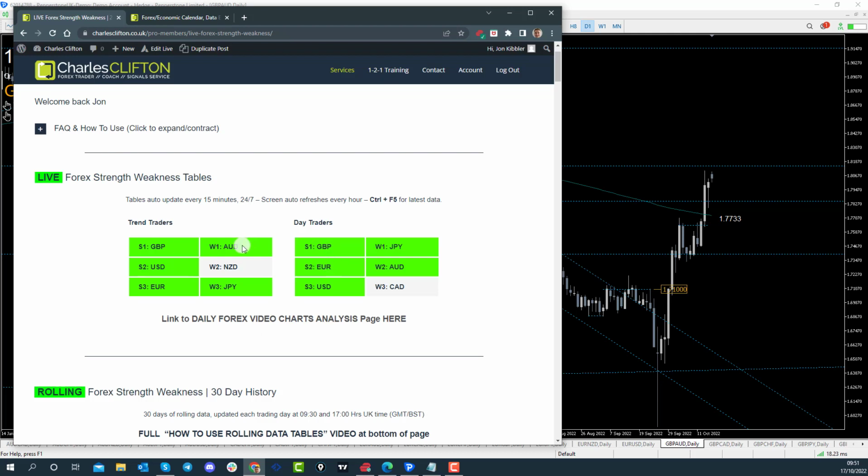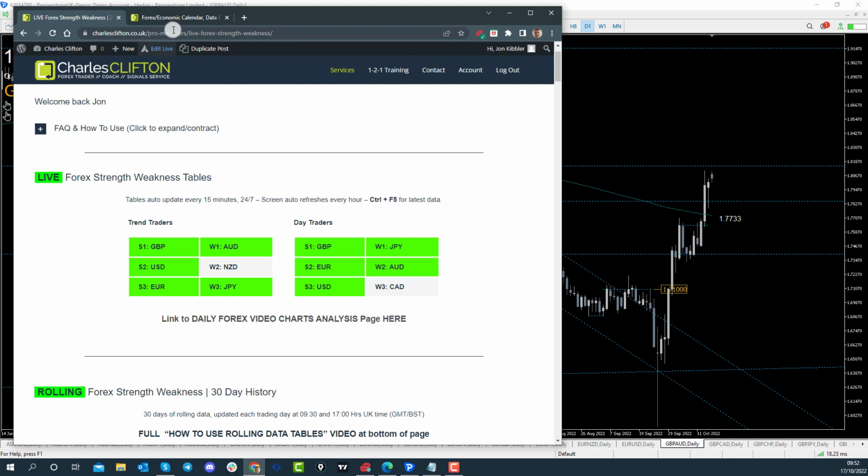On the weak side of things, on the trend traders, W1, the weakest currency, is the Australian dollar. It is W2 on the day traders table. Yen has come on to W3 on the trend traders table and W1 on the day traders table.